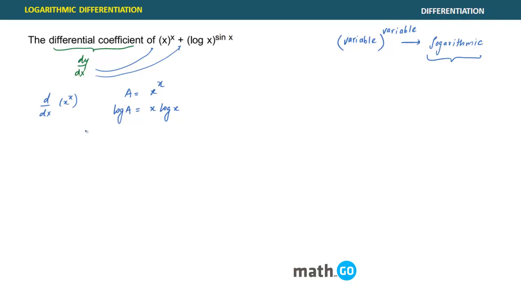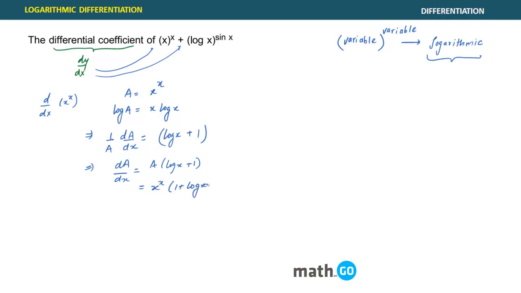And now start differentiation. Now you can differentiate. Differentiation of log a would become 1 by a dA by dx, right? If you apply chain rule. And what will be the derivative of this particular function? You will apply product rule. So this will become log x plus 1, right? And if you solve, you will get that dA by dx is nothing but a times (log x plus 1), and again you replace the value of a, which is nothing but x raised to power x, times (1 plus log x).